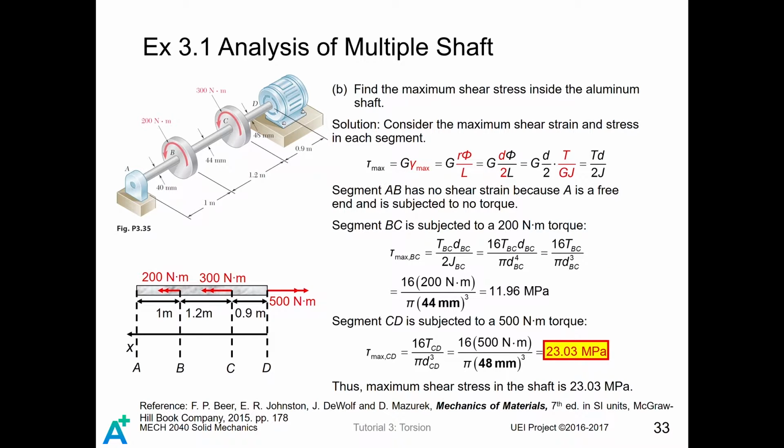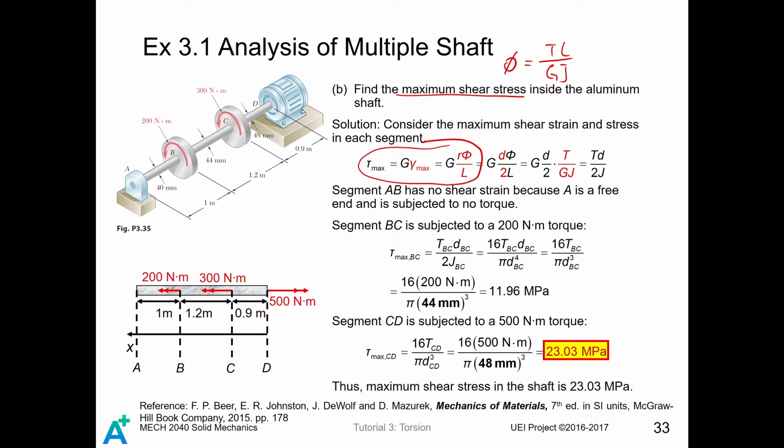Part B requires us to find the maximum shear stress inside the aluminum shaft. Notice that although the elastic torsion formula phi equals TL divided by GJ is given in the formula sheet, sometimes it might ask you some embarrassing problems such as this: maximum shear stress. You might forget it, right?